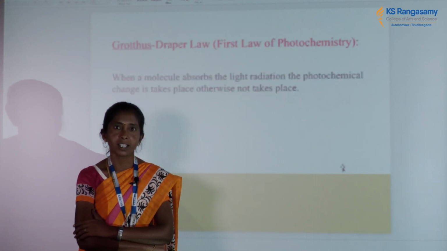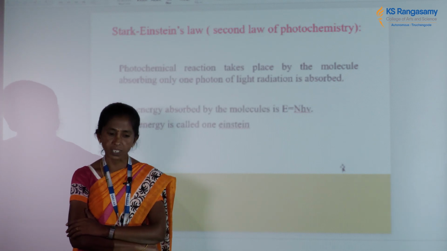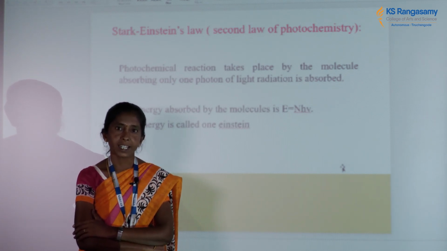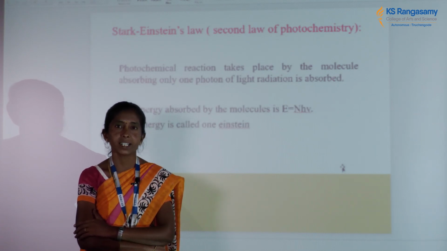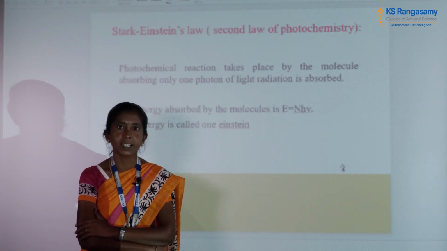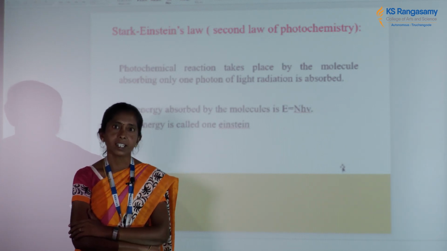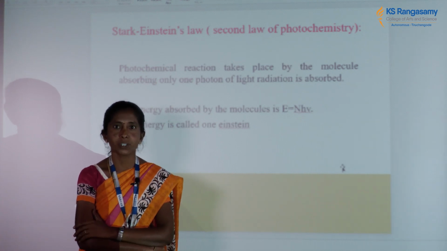And another law is the Stark-Einstein law. This is the second law of photochemistry. According to this law, when a substance or a molecule absorbs light radiation, one quantum of light radiation is used when the chemical reaction takes place. Otherwise, the reaction does not take place. E = N h ν. Here E is one quantum of Einstein energy used for this reaction, N is the Avogadro number, h is Planck's constant, and ν is the frequency.